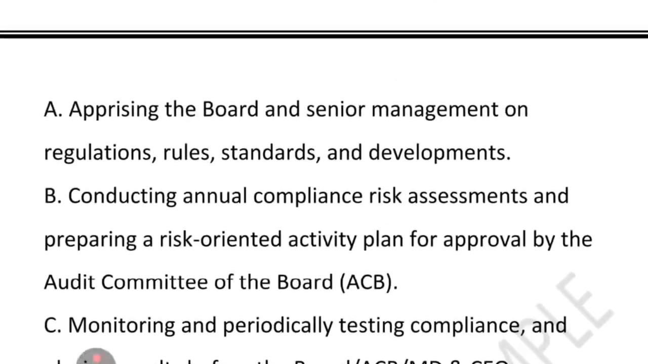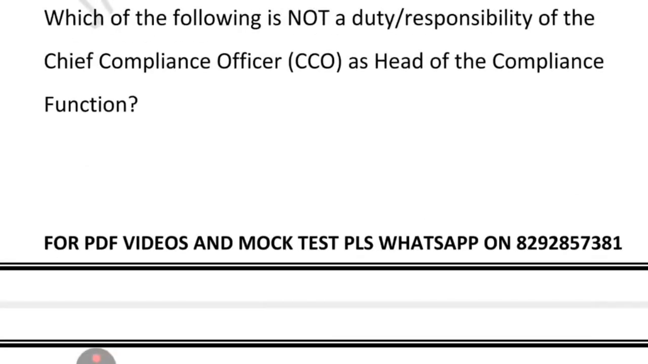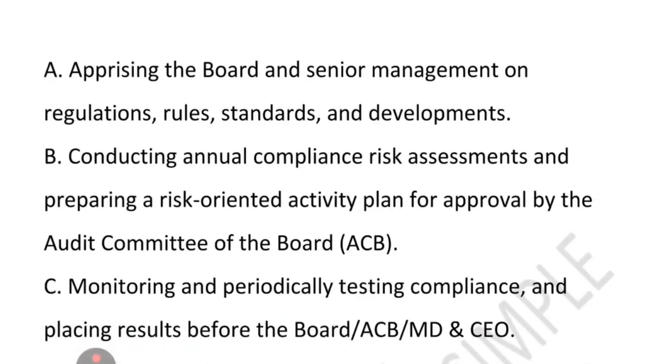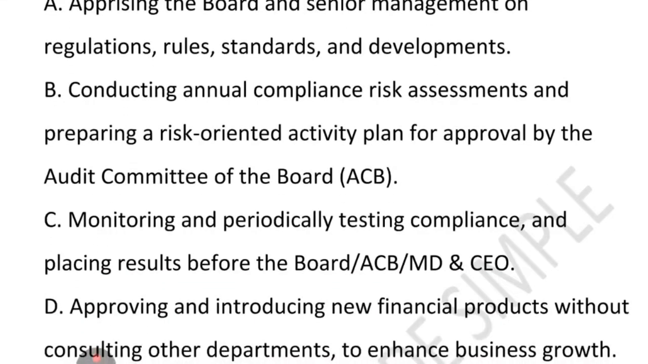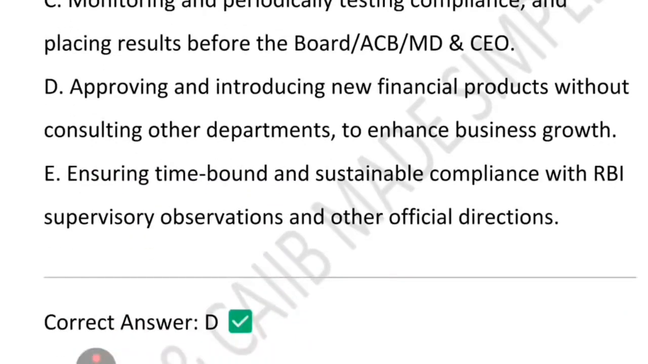So what we learned from this question is that the CCO acts like a rule enforcer, not a product creator. Their main duties are to report new regulations, that is option A, to do a yearly risk check, that is option B, to monitor compliance, that is option C, and to ensure that RBI orders are followed, that is option E. But what is not their job? Launching products alone, that is not their job. So the correct answer is D. The CCO does not approve products solo, rather they are the company's rule guardian, right? I hope this helped you understand the basic concept regarding the function of the CCO.